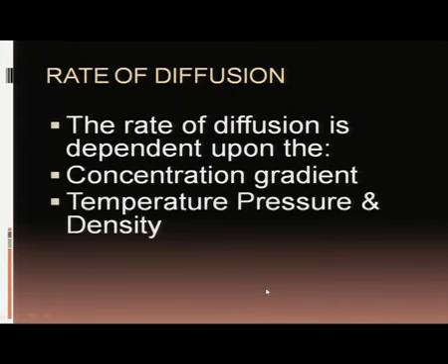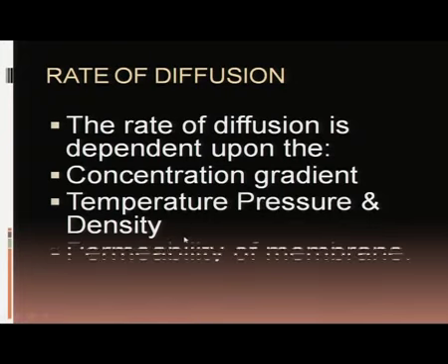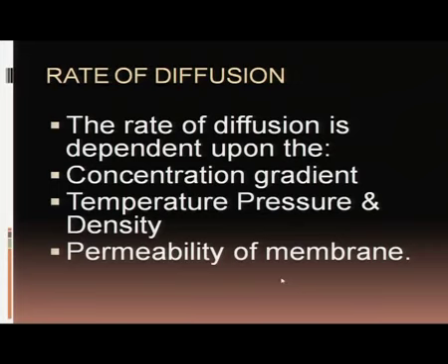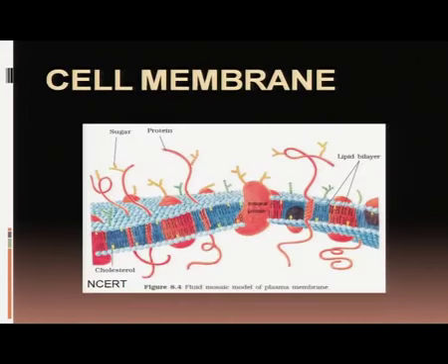Rates of diffusion are dependent on concentration gradient, temperature, pressure and density, and also the permeability of membrane. What do we mean by permeability of membrane? It is the ability of a membrane to let the substances pass through it or not. It can control whether it wants a material to pass through it or not, and this is the permeability. We all know that the membranes in our systems are semi-permeable, that is, they allow the free movement of some particles but restrict the movements of others.